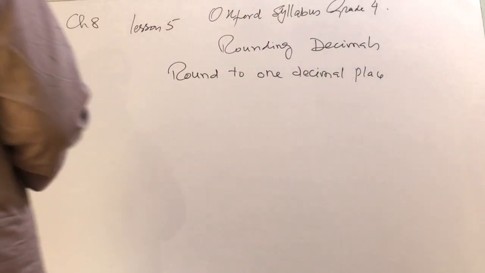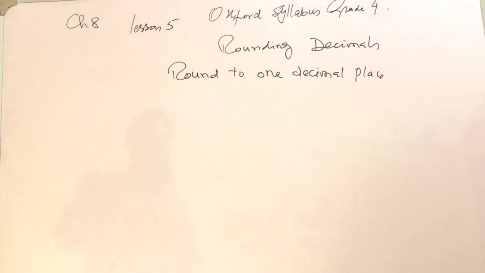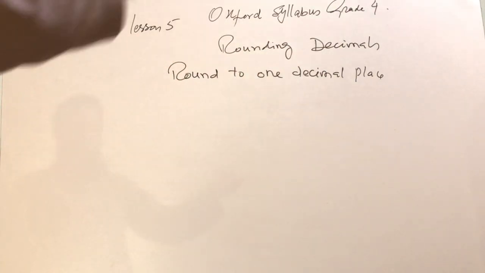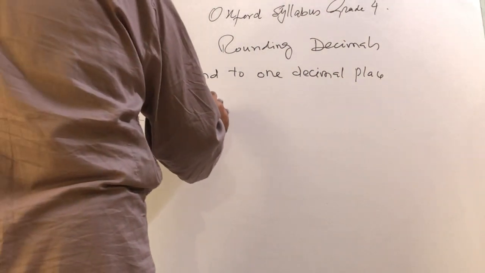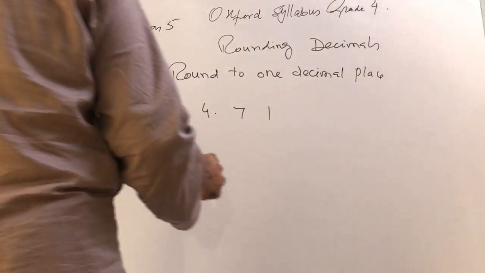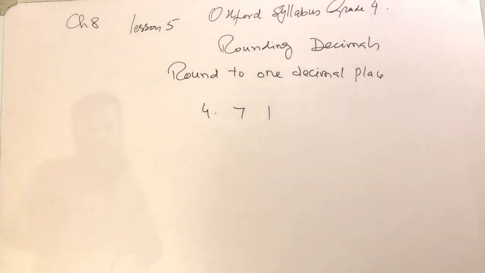Its meaning is that we need a decimal now in the number, but we need to see only one digit on the right side, not more than this. Okay, so we'll continue. 4.71 meter. They say a giraffe has a height of 4.71 meter. What is its height when rounded to one decimal place?